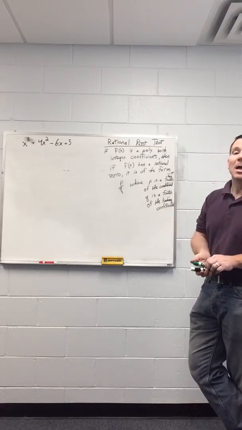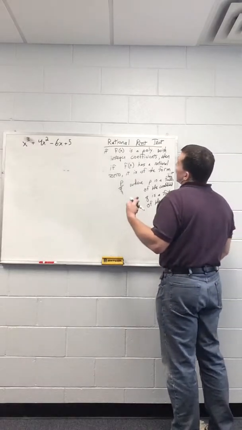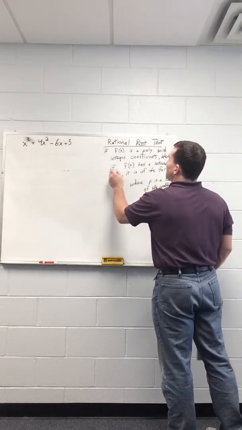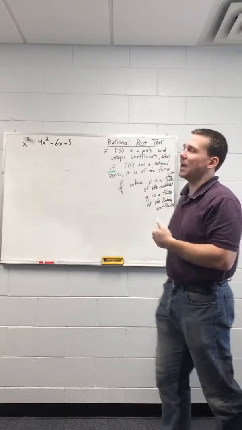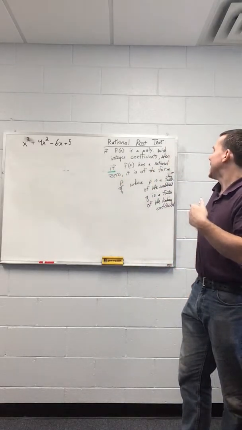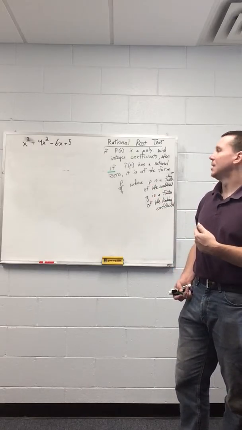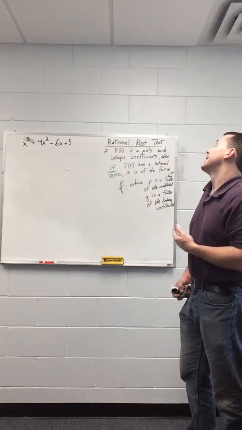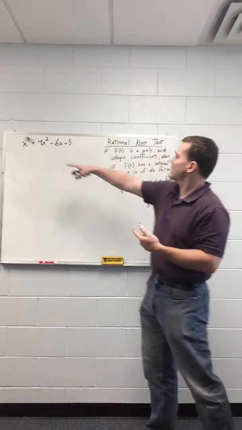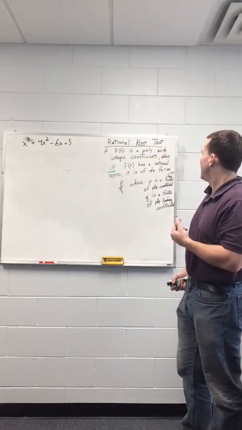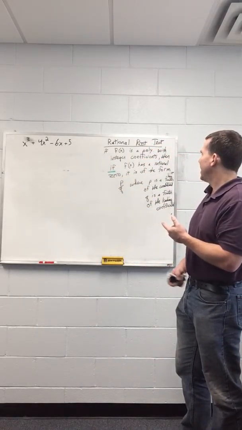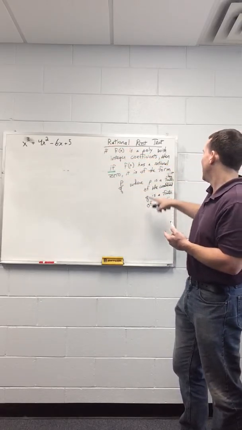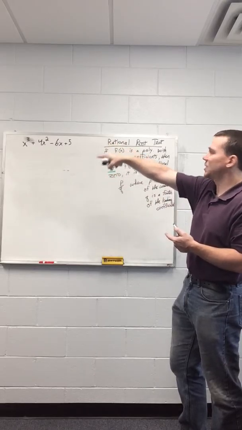One thing to keep in mind before we actually use this: it does not say there are rational zeros. It just says if the polynomial we're talking about has a rational 0, then it has to be of the form p over q. So you look at a polynomial, that one, and we say, that's a polynomial, it's got integer coefficients, 1, 4, negative 6, and 5. If it has a rational 0, then it has to be of the form p over q. P is a factor of the constant, which is 5. Q is a factor of the leading coefficient, which is 1.